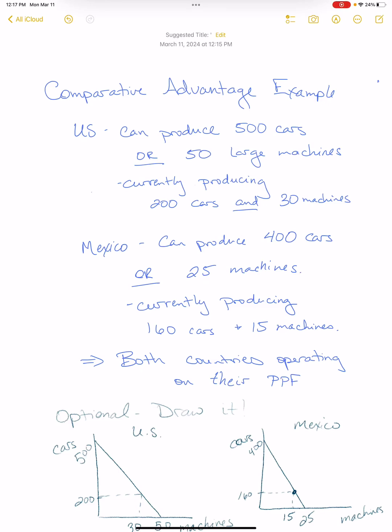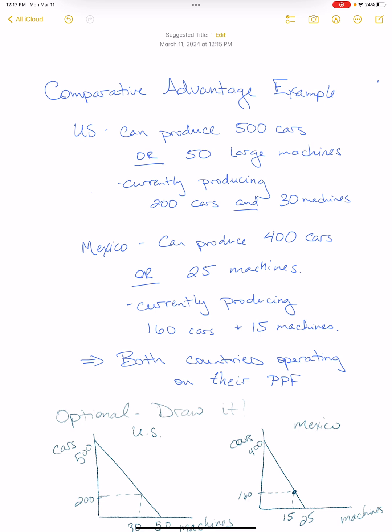Hi, just want to give you guys another example of comparative advantage to help you work through a problem. So in this particular case, we begin with two countries, the United States and Mexico. Now the United States can produce 500 cars or 50 large machines in the same time period that Mexico can produce 400 cars or 25 machines.